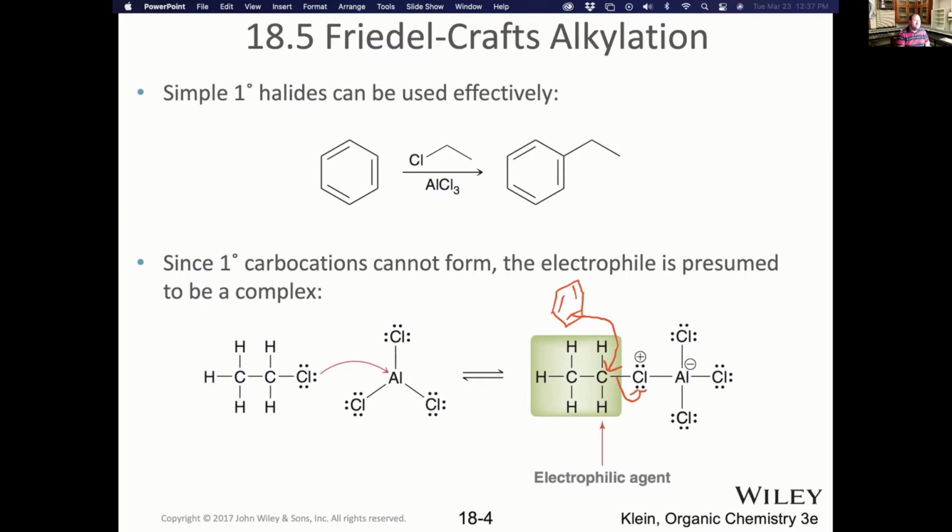So you never really form a carbocation intermediate electrophile. Instead, it's sort of an SN2 process where the nucleophile attacks as the leaving group falls off, the leaving group being this chlorine that's now part of this complex structure here.